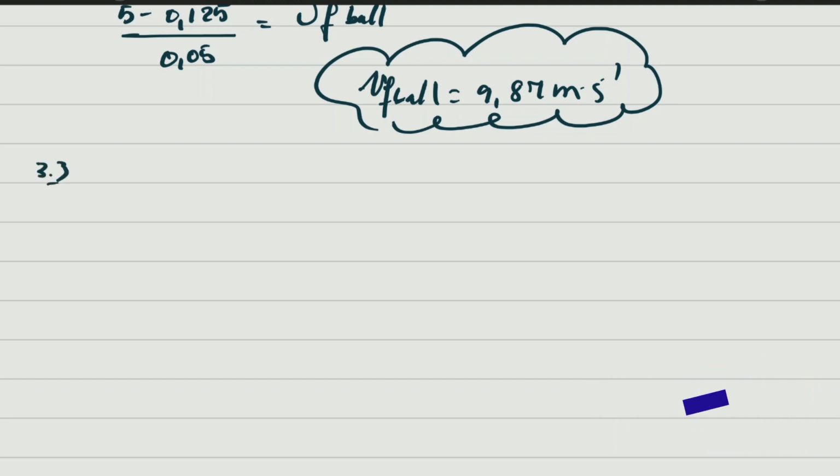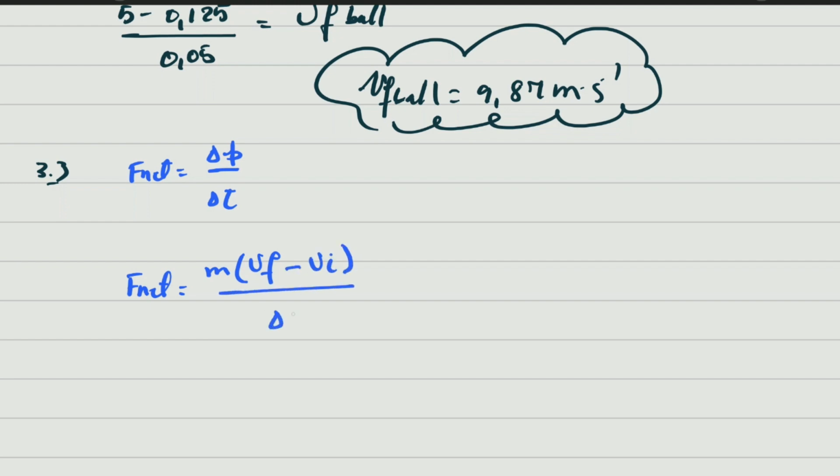For 3.3, now we're going to use Newton's second law in terms of momentum. So we have that F net is equal to change in momentum divided by change in time. Change in momentum of the wooden block. So F net is equal to mass multiplied by the final velocity of the wooden block minus the initial velocity of the wooden block, divided by change in time. And then we have all the data. The rest is just substituting.